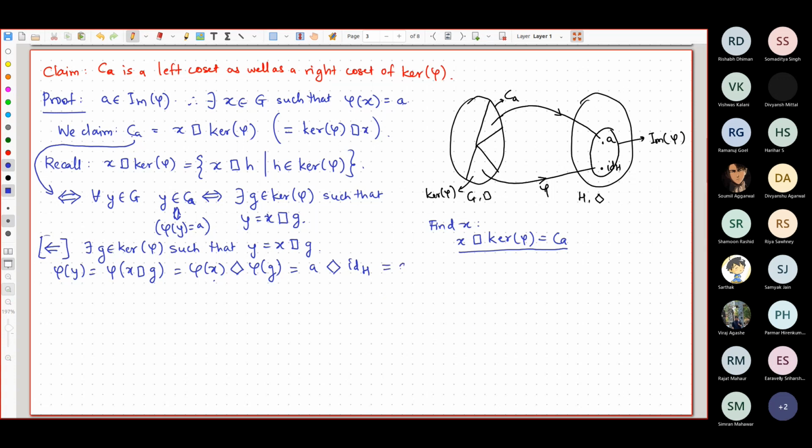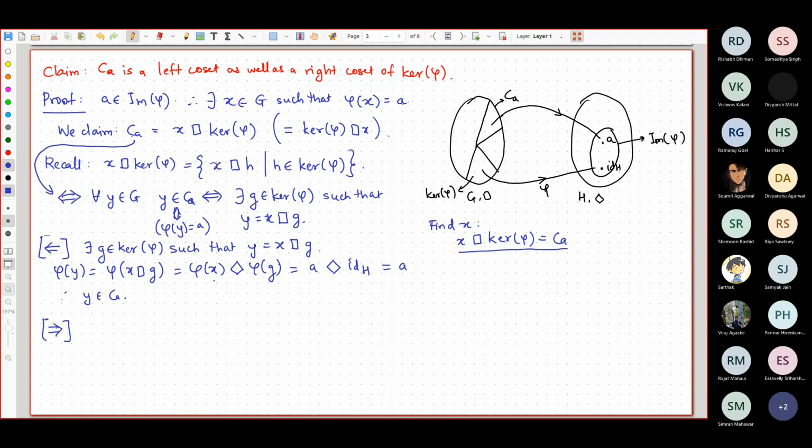Right, so this is just A, right? So therefore we have phi of y is equal to A, so therefore y is in CA. And let us prove the forward direction now, which is equally easy. Right, so y is in CA.